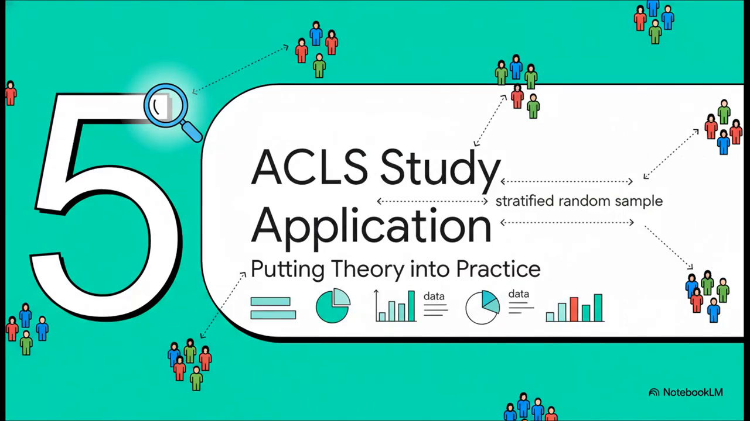We've gone through a lot of theory, so let's make this real. We're going to look at a study from the American Council of Learned Societies. They use this exact technique to learn about their members. This is where the rubber meets the road.